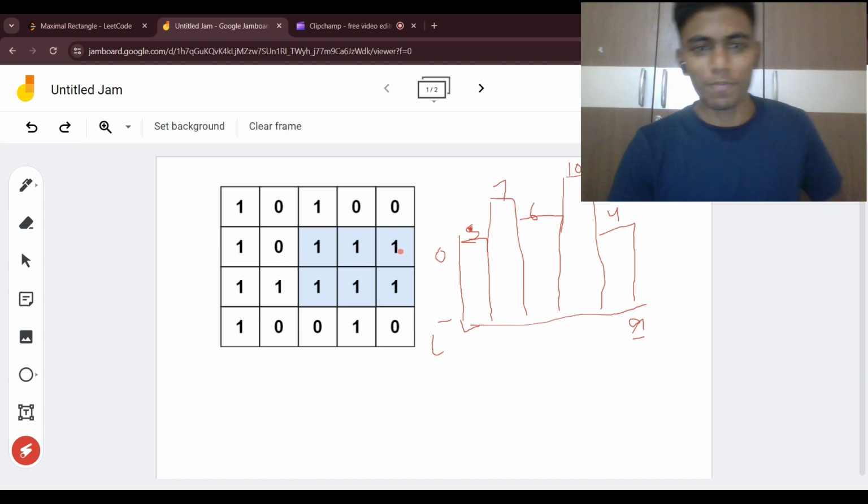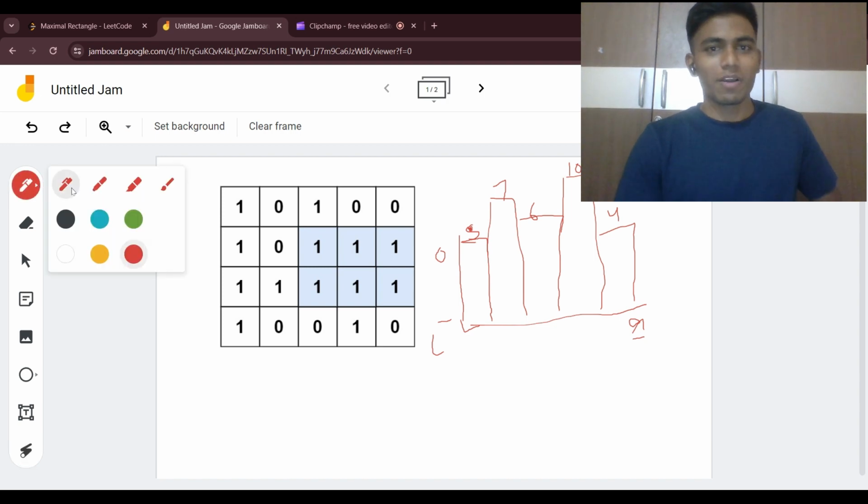And then using those particular heights, we are going to consider the maximum rectangle which we can build for that particular row with the particular heights. Suppose let's say this is an example where we have 5 and then 7 and then 6 and then 10 and then 4. Now we need to find the maximum rectangle using these particular heights.